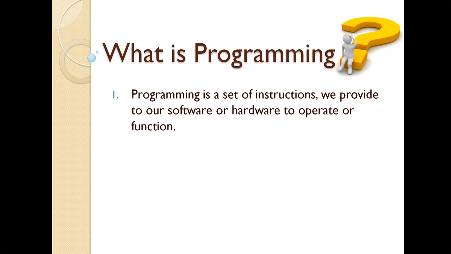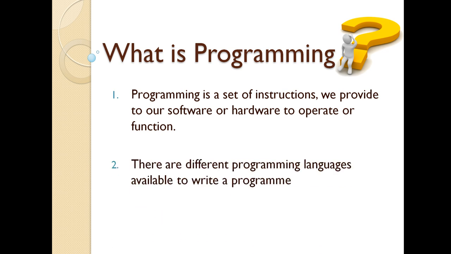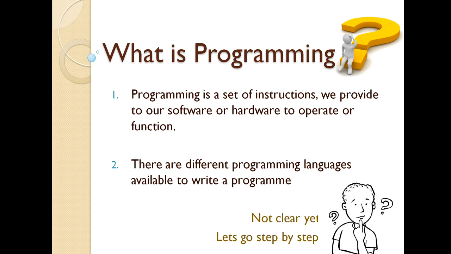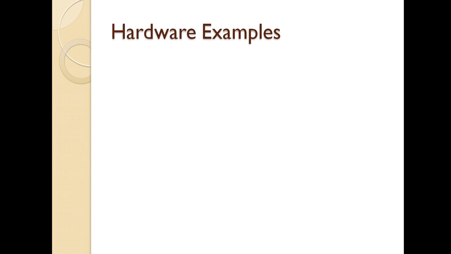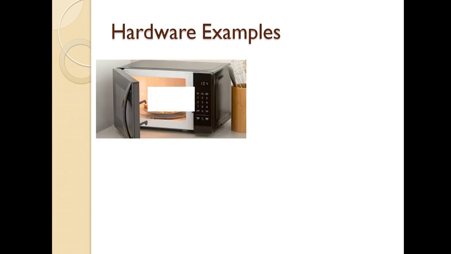Programming is a set of instructions we provide to our software or hardware to operate or function. There are different programming languages available to write a program. Not clear yet, right? It's very confusing, right? So let's go step by step and try to understand what is programming and what we can achieve from programming. We'll go from hardware examples.